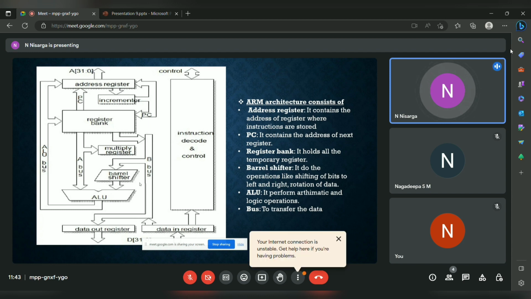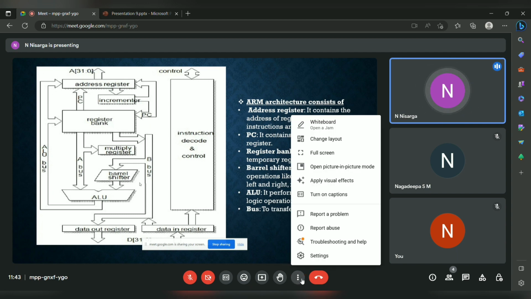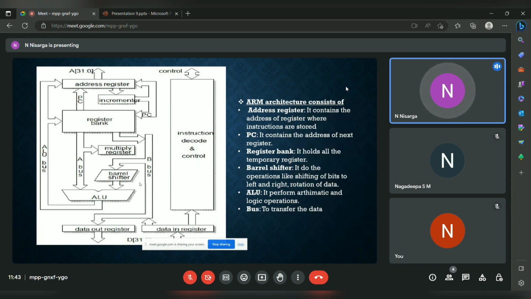In the register bank, the result is sent through the data out register from the B bus, and then we will get the result. So both the barrel shifter and the ALU act as a combinational circuit, because of which it requires only one clock cycle to perform the operation, and it also decreases the time consumed. And ARM is also called a load and store architecture, because all the operations require the storing of data, which is done in the registers.